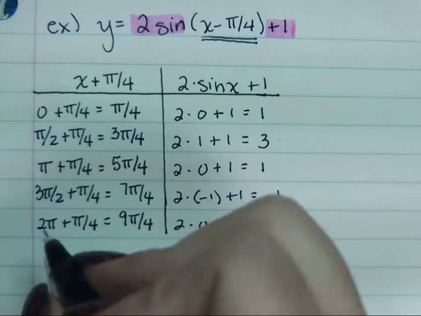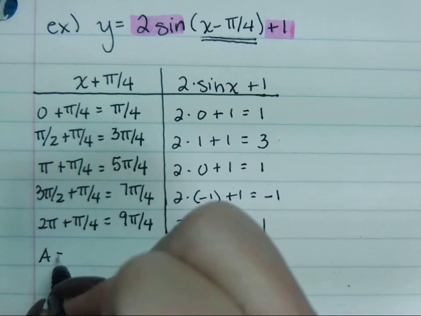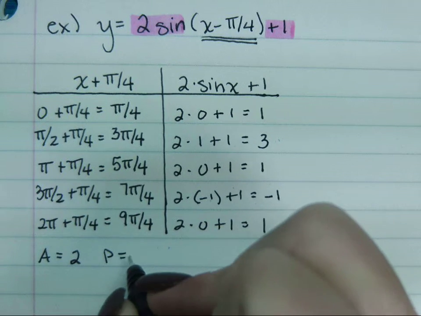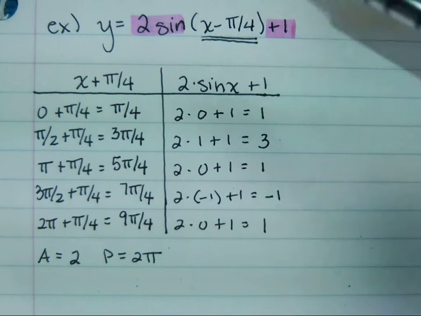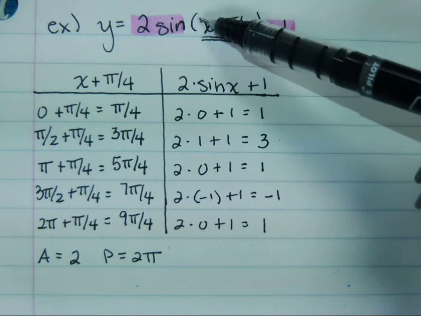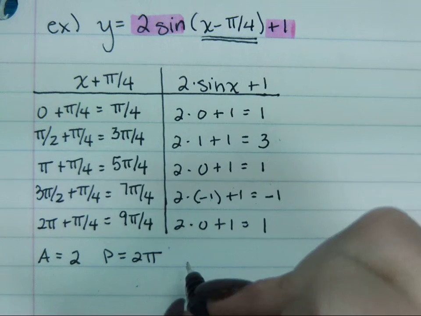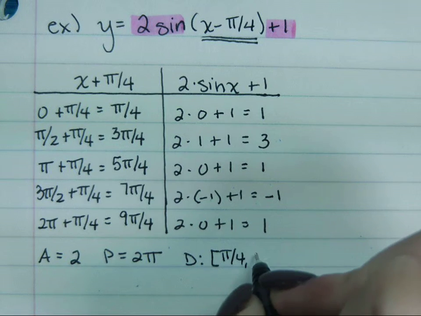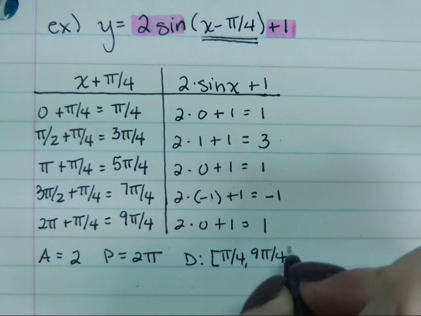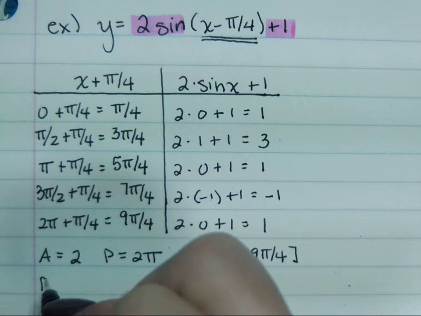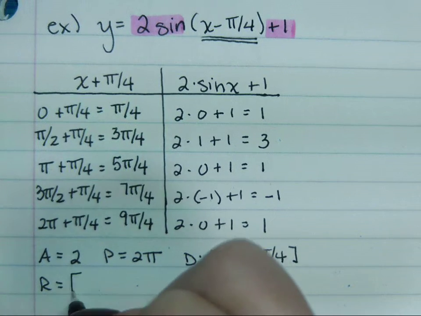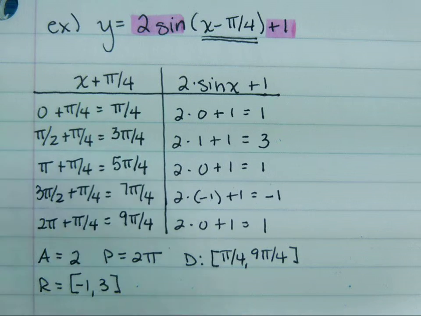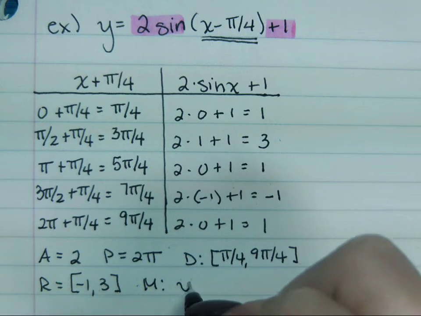All right, so let's answer our questions. Our amplitude is 2. In this case, our period is still 2 pi because there is no number other than 1 sitting here in front of the x. My domain is now going to go from pi over 4 to 9 pi over 4. I can see that my range is going to go from negative 1 to positive 3. My midline is y equals 1.